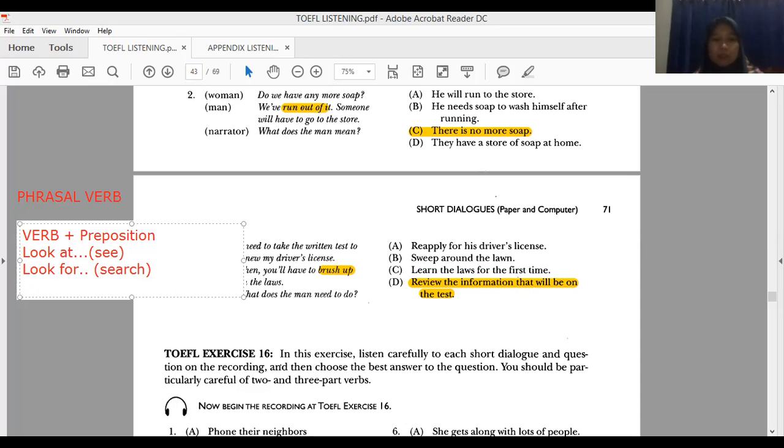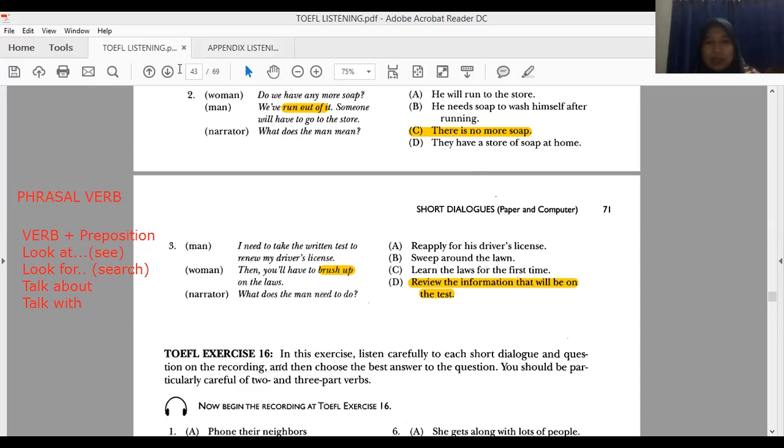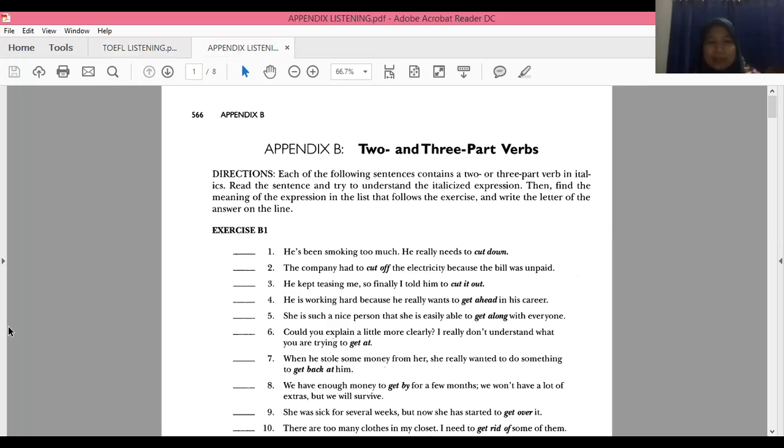Some verbs have pairs with different prepositions. Talk about. There is also talk with. This one is not too different, but as you can see here, some verbs combine with prepositions. These are what we call two- or three-part phrasal verbs. Okay, so you can have more vocabulary, supaya vocabulary banknya lebih banyak.